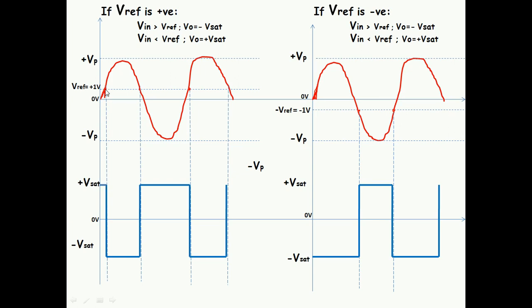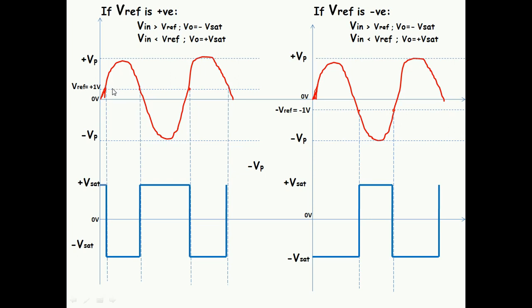When Vin becomes equal to V reference, that is 1 volt, it switches its state from plus V saturation level to minus V saturation level. Now from here to here, Vin is greater than V reference, but Vin is connected to the negative terminal, so the output is inverted. Inverted in the sense that at this period the output voltage will be minus V saturation. In the case of non-inverting, it was exactly opposite. Here the output is the inversion of the input, remember.